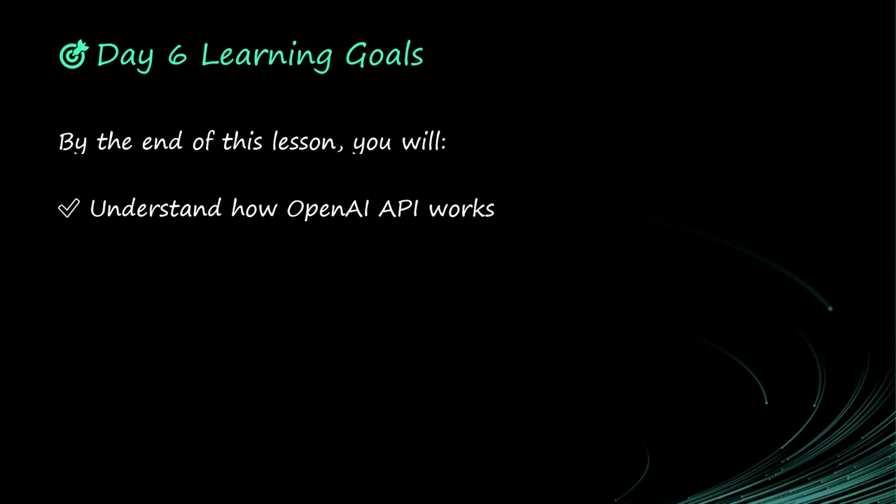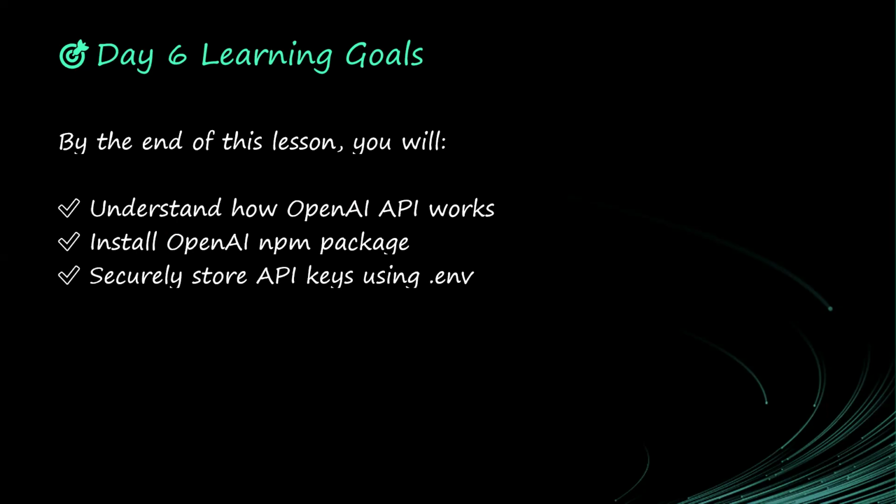By the end of this lesson, you would understand OpenAI, the APIs and how it works. You would also install the OpenAI package. We'll be using npm to install it. We'll also be securely storing our API keys in our env file, so it's not going to be available when we push it to GitHub. It's not something people can see. Your API keys should be very, very secure. And I'm also going to show you how to generate your API keys.